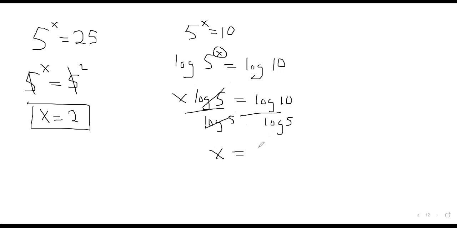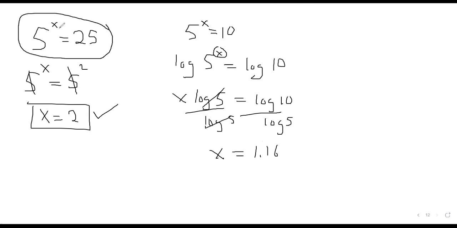What are you getting? Log 10 over log 5. What do we get? It's a decimal. 1.16. Correct. But even in this case, can I introduce logs to get a 2?